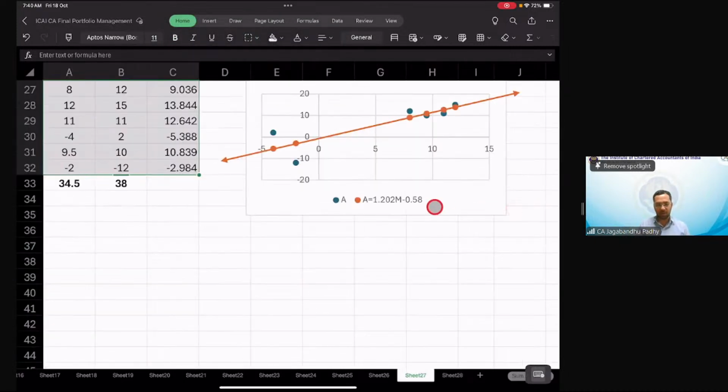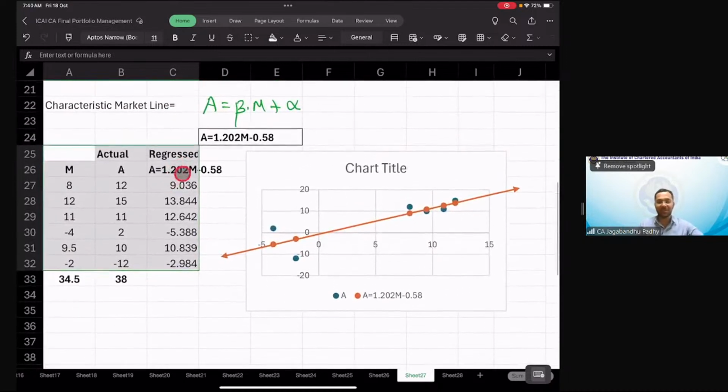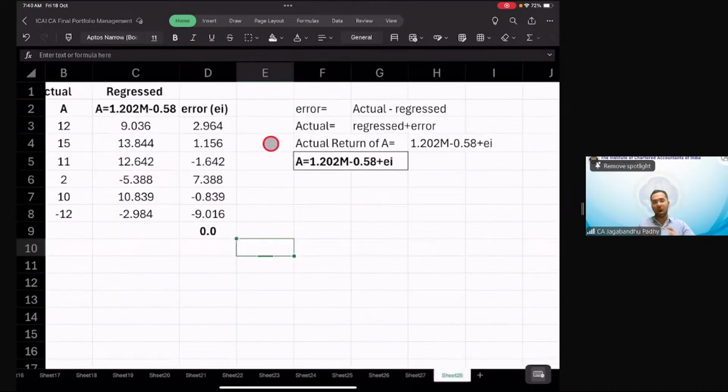Sir, what was the earlier line then? The earlier line was the regressed value of A. But we want to know how to model the actual rate of return. So the actual rate of return is 1.202 times market minus 0.58 plus error term. Are you able to understand this, everyone?